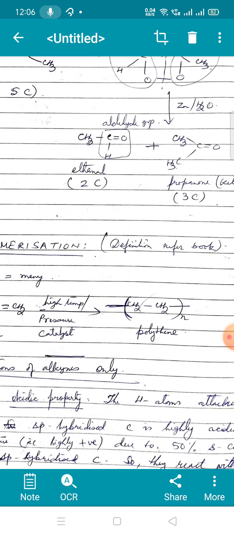So I'll stop my discussion here today, and the properties of alkynes I'll give you in the next class together with the aromatic compounds.